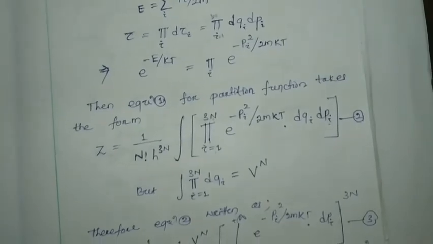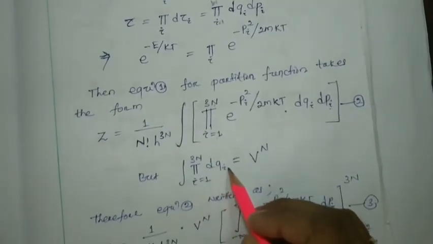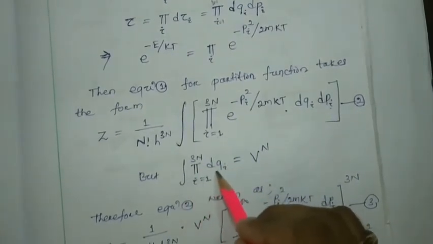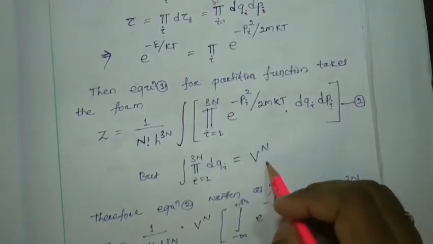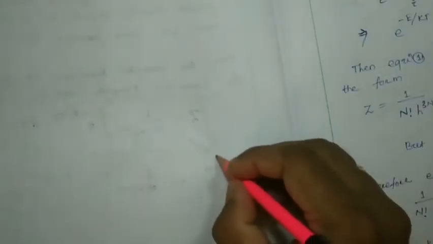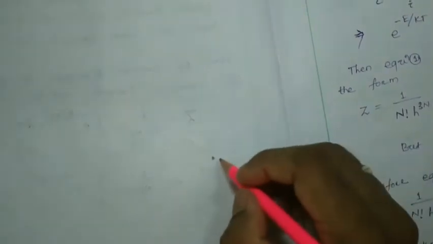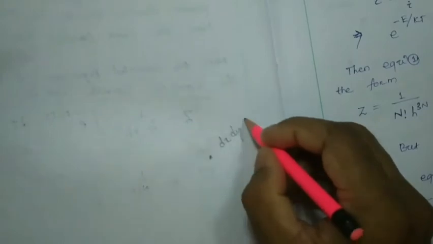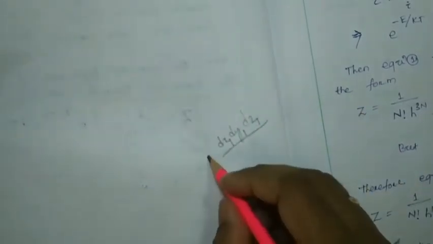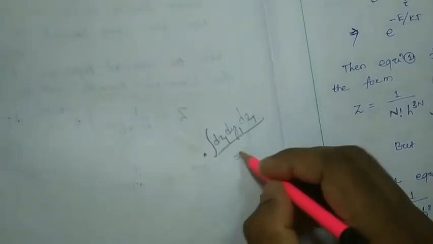But we know that if we add all the dq_i, we are going to get V^n. You got my point? For a particular molecule, its position coordinates will be dx1, dy1, dz1 for one particle. If I integrate this, it will be V, right?